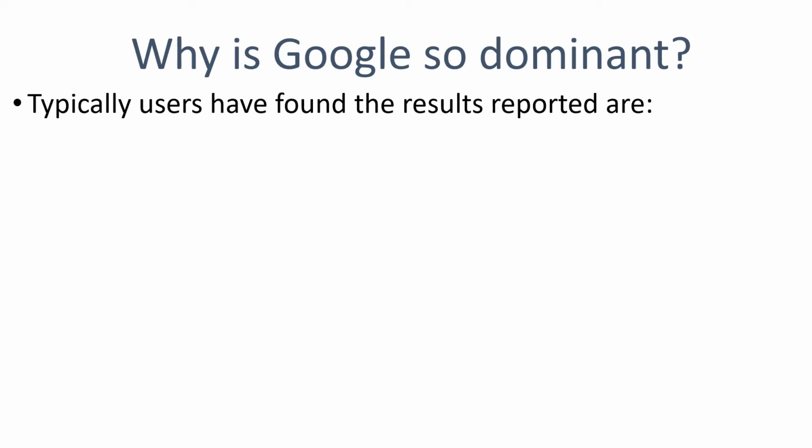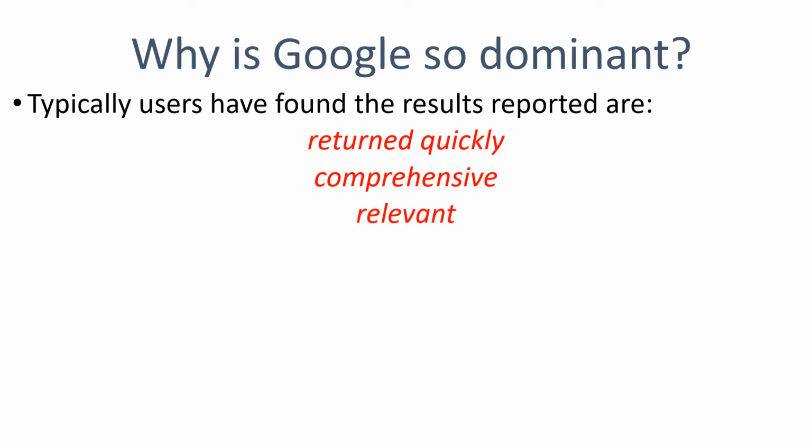Well, typically, users have found that its results are returned quickly, but previous search engines did that. They've found that the results are fairly comprehensive. Previous search engines managed to do that as well. They've found that the results are relevant. Alta Vista, many other search engines managed to do that perfectly successfully. What Google adds is that the search results it returns are very well ordered.